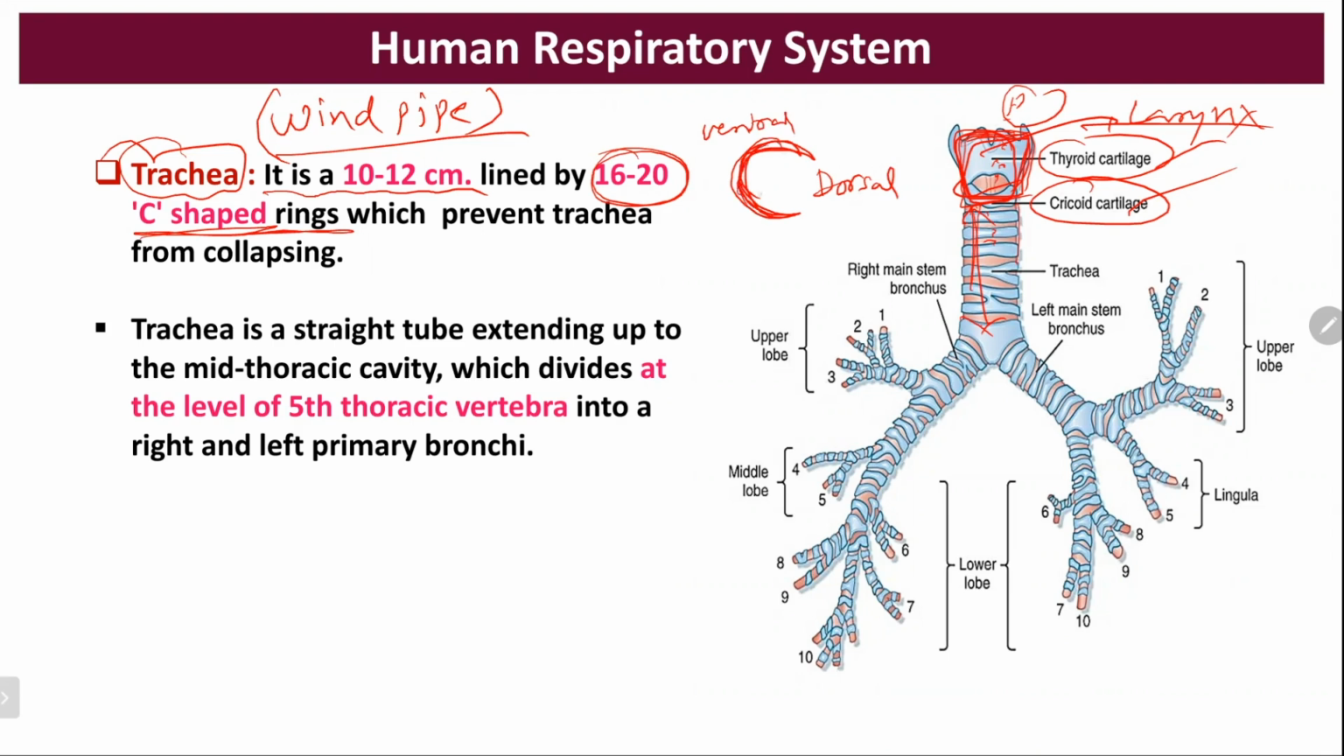So cartilaginous rings are complete on the ventral side, and on the dorsal side they are incomplete. And behind the trachea, you will find the esophagus, the food pipe, right? This is just a transverse section I have shown. This is the trachea, and this is the esophagus. This is very important. You need to remember this.